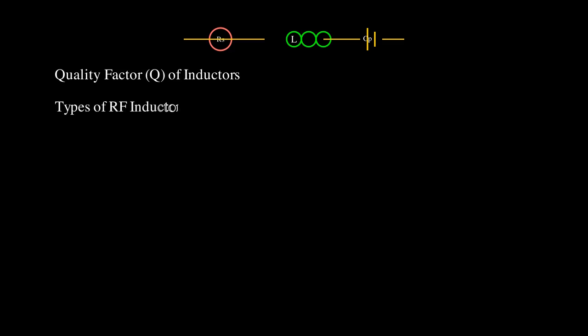Various types of inductors are used in RF applications. Air core inductors have no magnetic core, resulting in no core losses and high Q factors. They're stable with temperature and don't saturate, but they're bulky for a given inductance value.